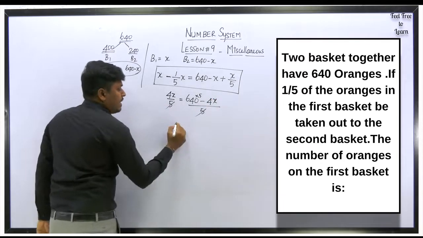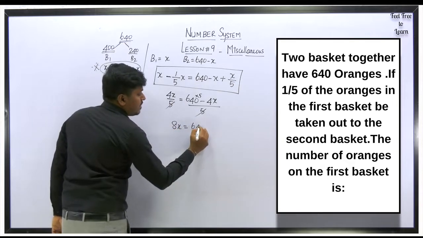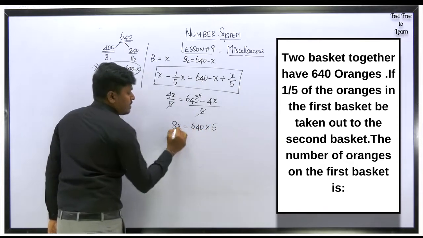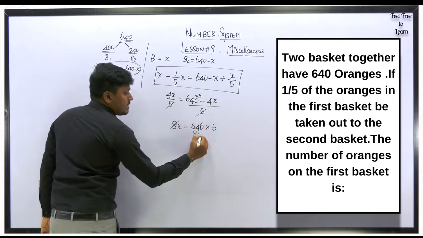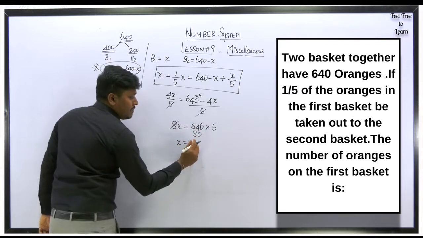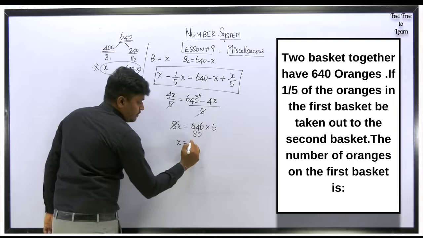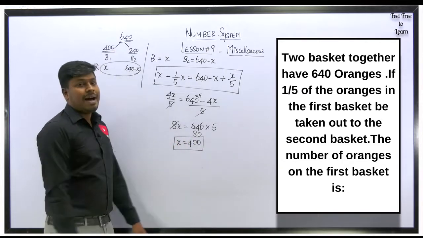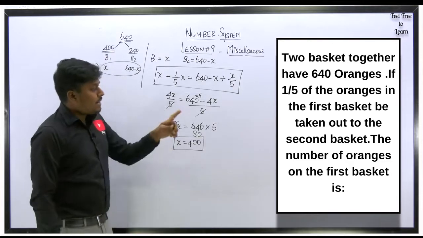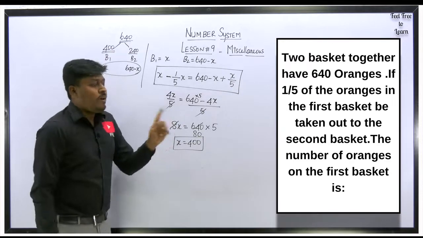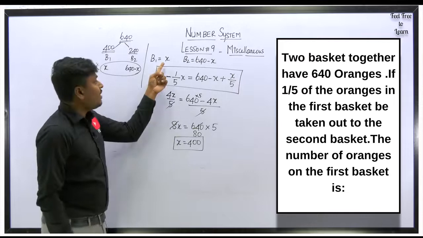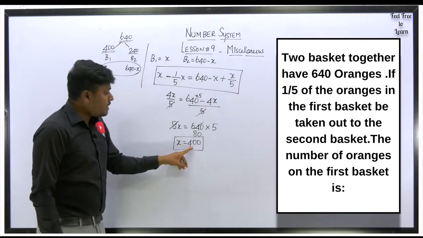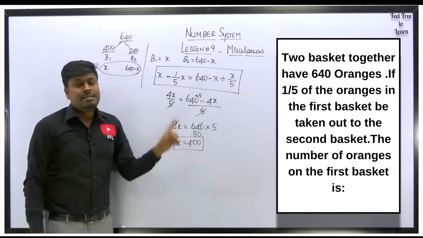So the resultant will be 8x. So 8x is equal to 640 into 5. So cancel it. 8 8s are 64, that is 80. So x will be 400. So 400 will be the total number of oranges in bag number 1. Got it? So what is our target? Our target is to find the number of oranges in the first bag. In the first bag we have assumed x. So 400 will be the total number of oranges in the first bag.